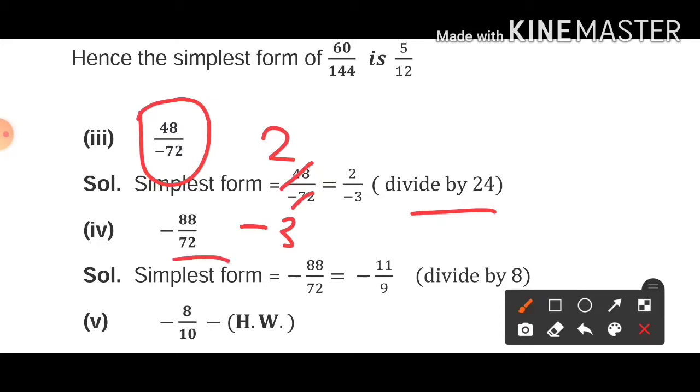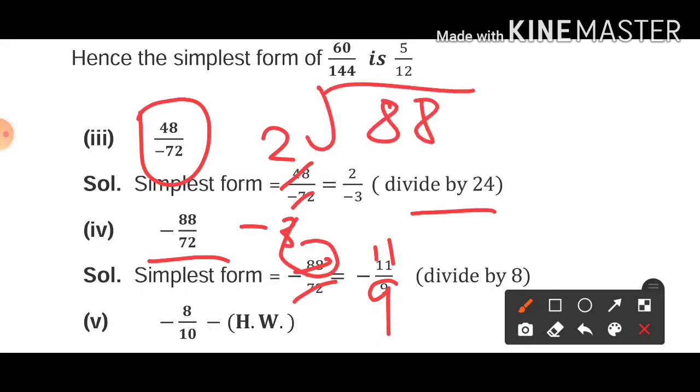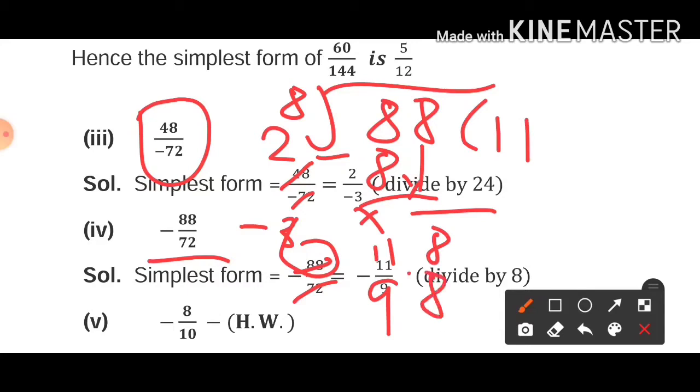Next number, minus 88 by 72. You can see both are divisible by 8. 8 elevens are 88, and 8 nines are 72. Or if you do not know how to cut it directly, you can divide 88 by 8: 8 ones are 8, again 8 ones are 8. So the answer is 11, and 8 nines are 72.